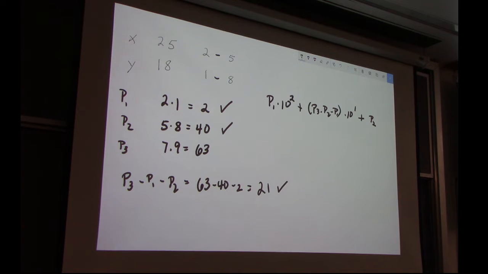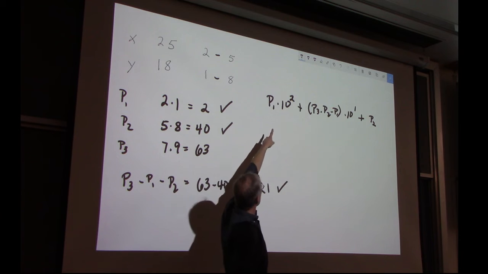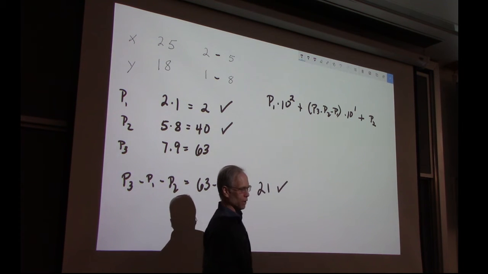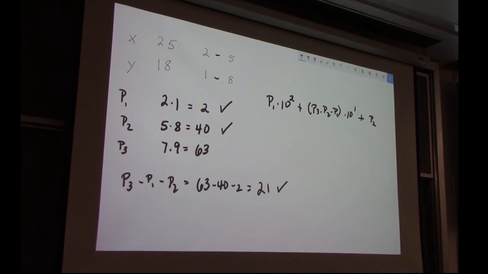Yeah? The reason we're not considering the P1 times 10 to the second recursive call is because that's just bit shifting? That's just, well, in this case, digit shifting, yeah. Right. So that's a good question. We don't make a recursive call to this multiplication because we just have to basically stick 2 zeros on the end. That's just a digit shift. If you're working in base 2, it'd be a bit shift. That just takes linear time.